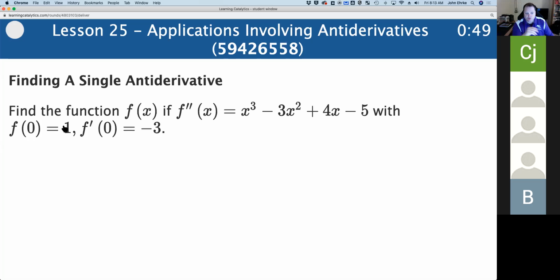So here you're just going to enter the actual polynomial that you come up with here. So find the original function if it has a second derivative given by what I have there, and it passes through the point 0, 1, and at the point 0, it has slope -3.